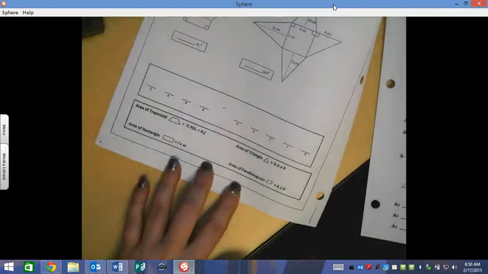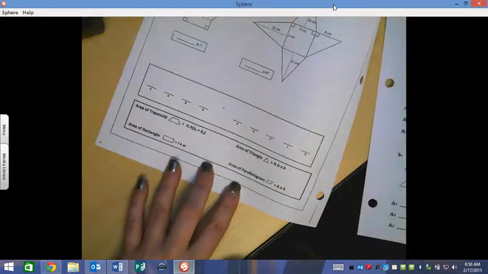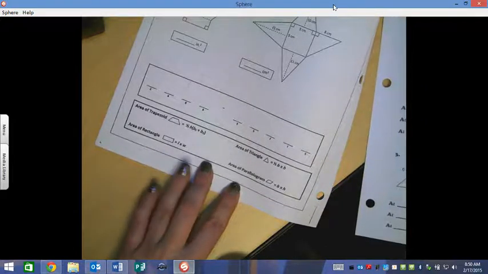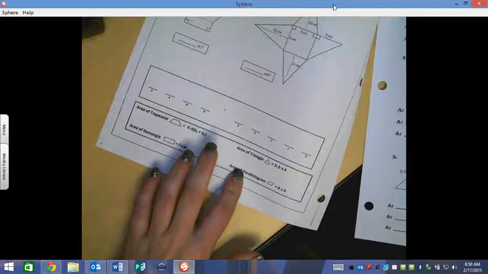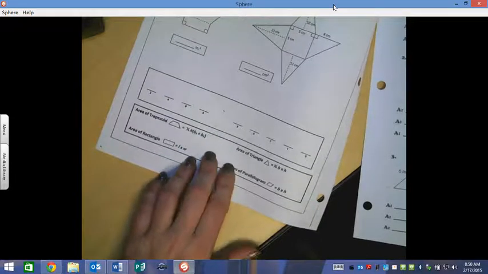If you notice, there on the back are formulas for the area of a trapezoid, area of a rectangle, area of a triangle, and area of a parallelogram. So if you don't have your formula chart or your foldable, you can still use these in order to help you out. The next page is perimeter and area.